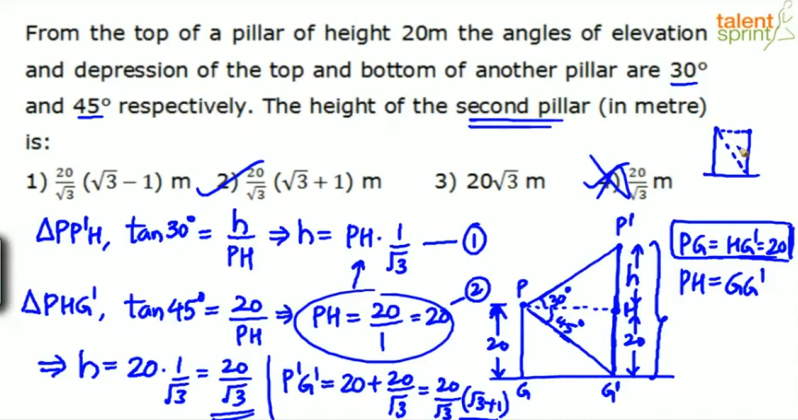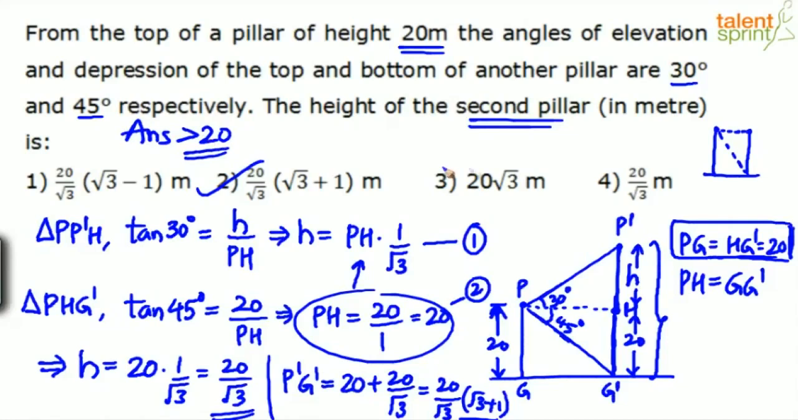Now let us see what else could have been done. Of course, the answer is option 2, 20 by root 3 into root 3 plus 1, right? Hope all of you have followed this. Now, what else could have been done? See, without putting pen on paper, the simple point that you need to understand is, we know that the second pillar is longer. The height of the second pillar is more than the height of the first pillar. And the height of the first pillar is given as 20. So definitely the answer has to be greater than 20. Yes or no?